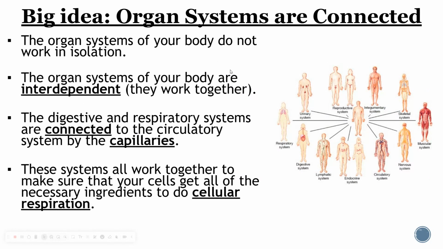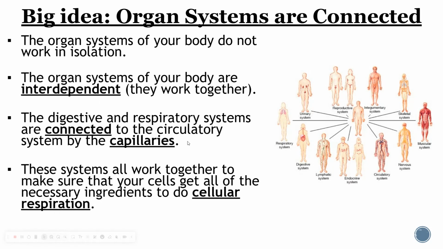So what's important to understand is that we talked about a variety of different organ systems. And all the organ systems that we talked about, they're all interconnected. They're interdependent. That means they all depend on each other and they all work together. We saw that the digestive system and the respiratory system are actually connected to the circulatory system by those very small blood vessels called the capillaries. Remember, the digestive system's villi have capillaries to absorb nutrients, and the respiratory system's alveoli are surrounded by capillaries to absorb the oxygen and get rid of the CO2.